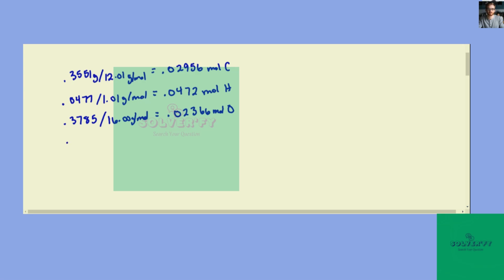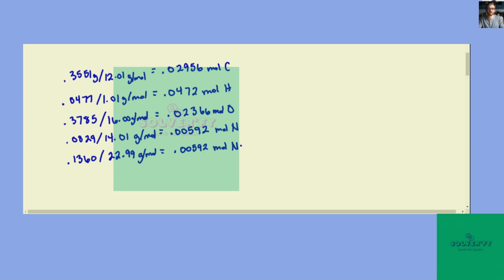Then we have nitrogen, 0.0829 divided by the mass of nitrogen of 14.01 gives me 0.00592. And then for the last one, we have 0.1360 divided by 22.99, the mass of sodium, which also gives me 0.00592. So we're going to divide all of these by 0.00592.